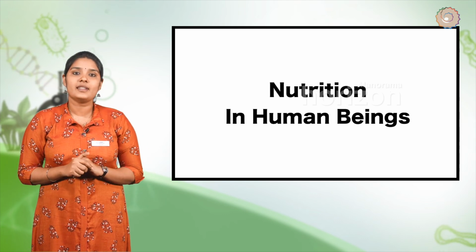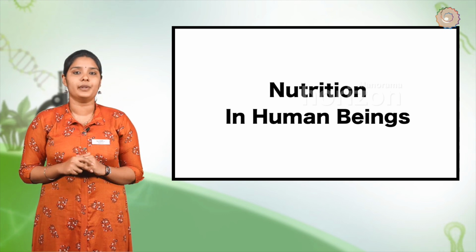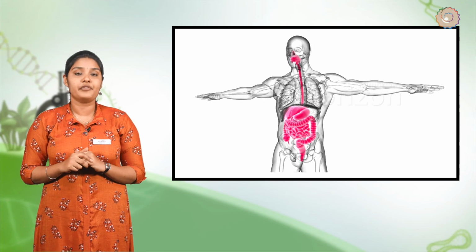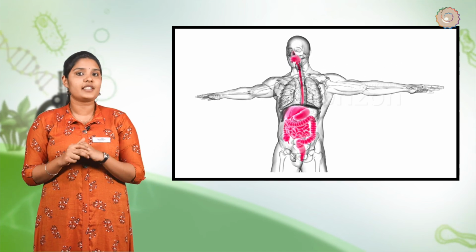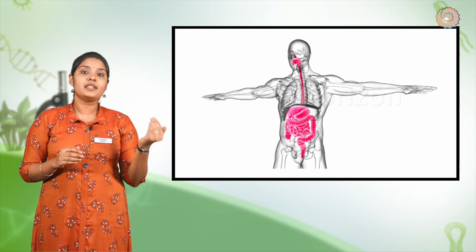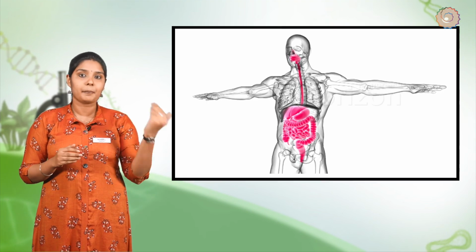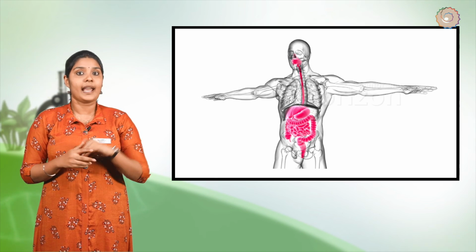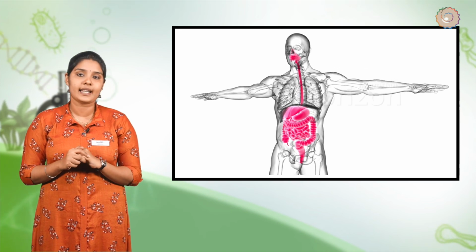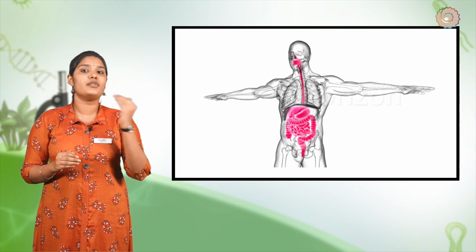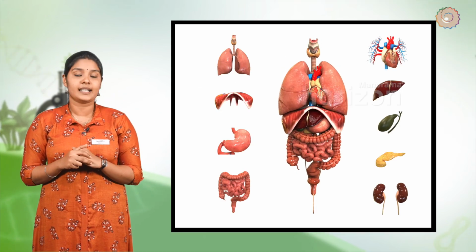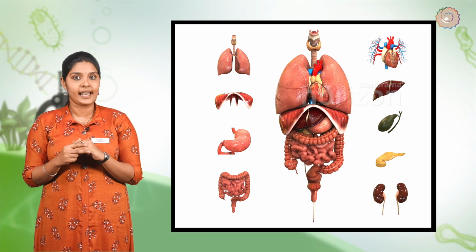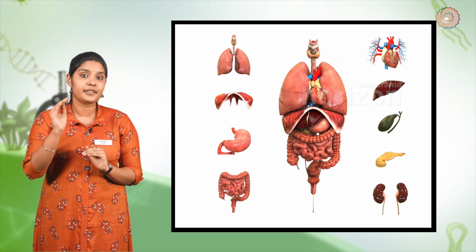Now, let's concentrate on the nutrition in human beings. Human beings have a well developed complex digestive system to coordinate the actions during nutrition. Parts of the body concerned with the uptake and digestion of food and also the elimination of indigestible remains together form the digestive system. The human digestive system consists of an alimentary canal and associated digestive glands.